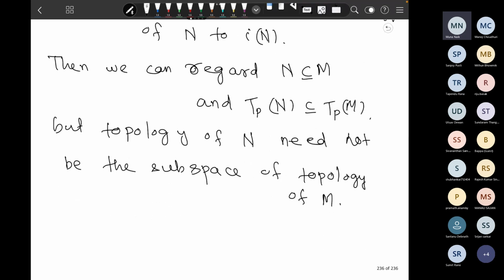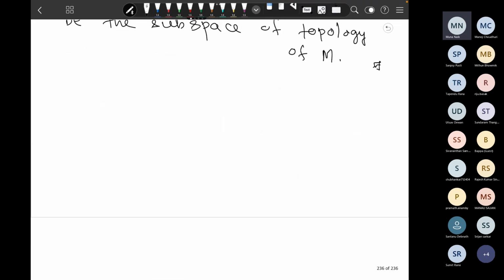This is the thing you have to realize. For that reason, Helgason starts from the beginning with N as a subset of M. This is how you have to take this. So let gamma from minus epsilon to epsilon into M be a smooth curve.